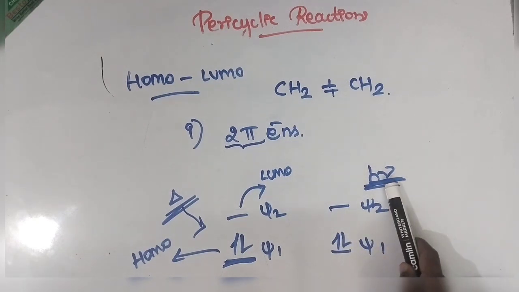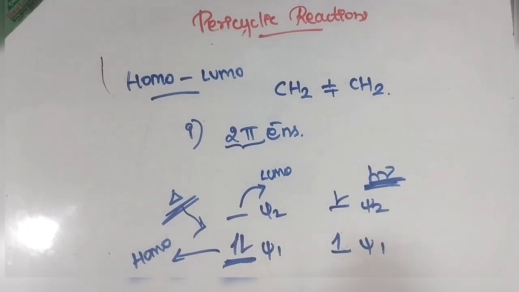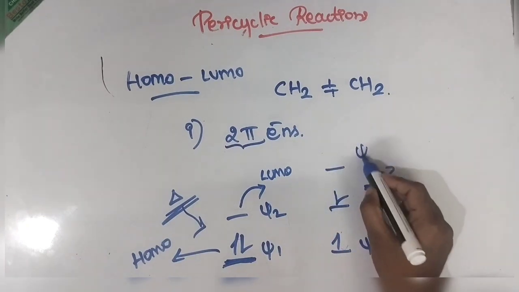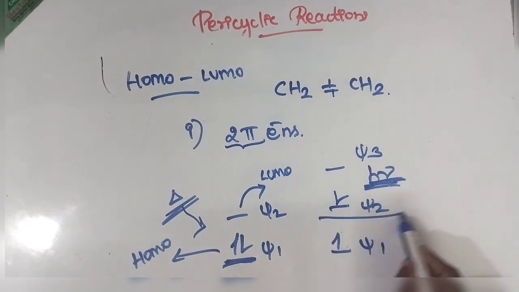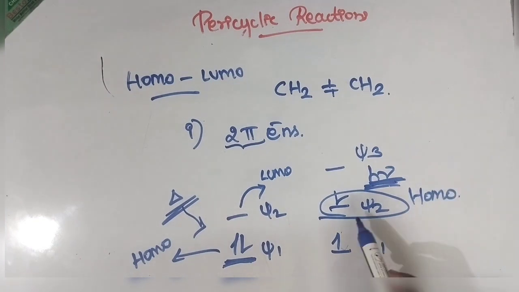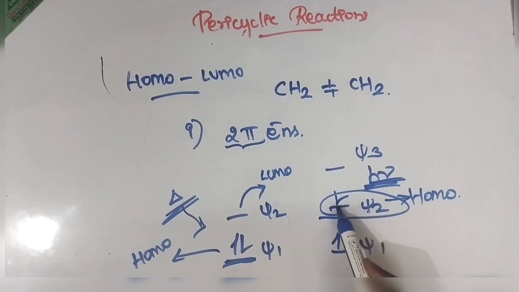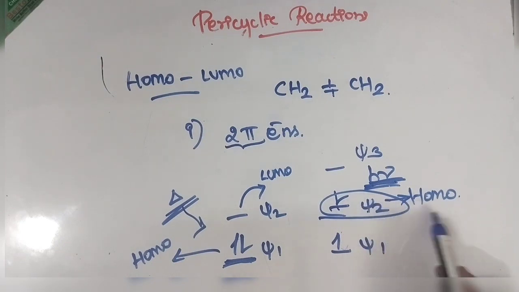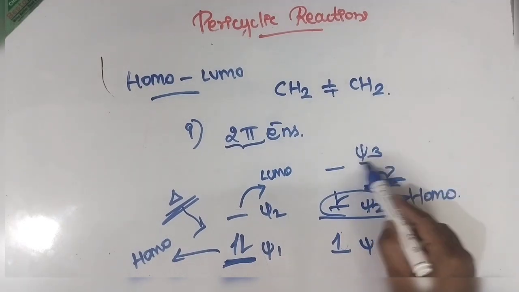But in presence of light, I have already told you that electrons can undergo excitation. So what happens is this electron moves here, psi 2. So now which is HOMO? Psi 1 is not the HOMO. Psi 2 is the HOMO, because here the electrons are present. The highest orbital in which an electron is present is said to be HOMO. Hence psi 2 has 1 electron. This is why this is HOMO, right? And the lowest unoccupied orbital where the electrons are not present is psi 3.